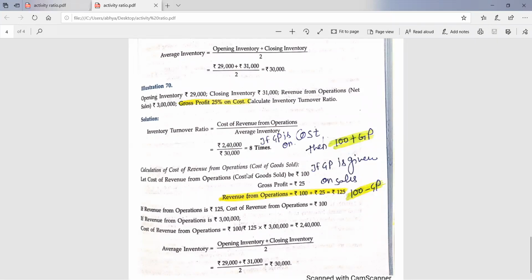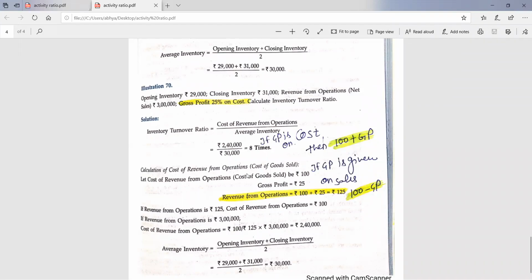So here sales are given and GP is given on cost. So what will be the formula? 100 upon 125 into 3 lakh. So the formula will be sales into 100 upon 100 plus GP. So you will be able to find out the cost. So cost in this question is 2,40,000.